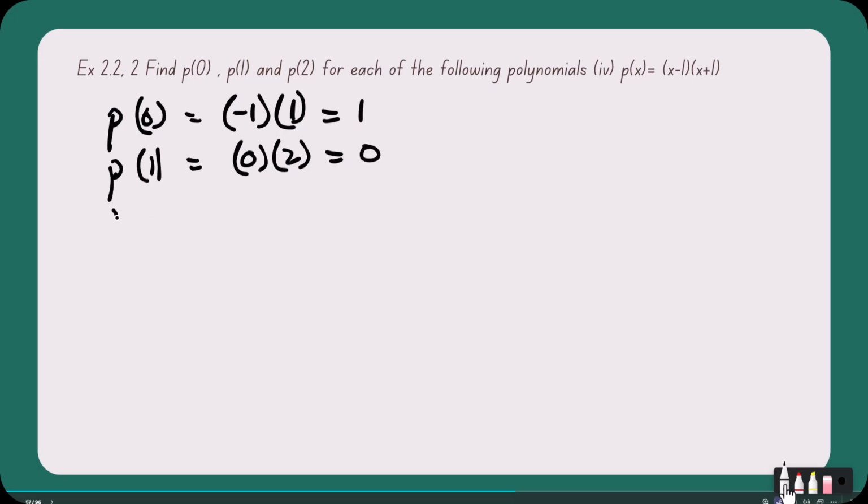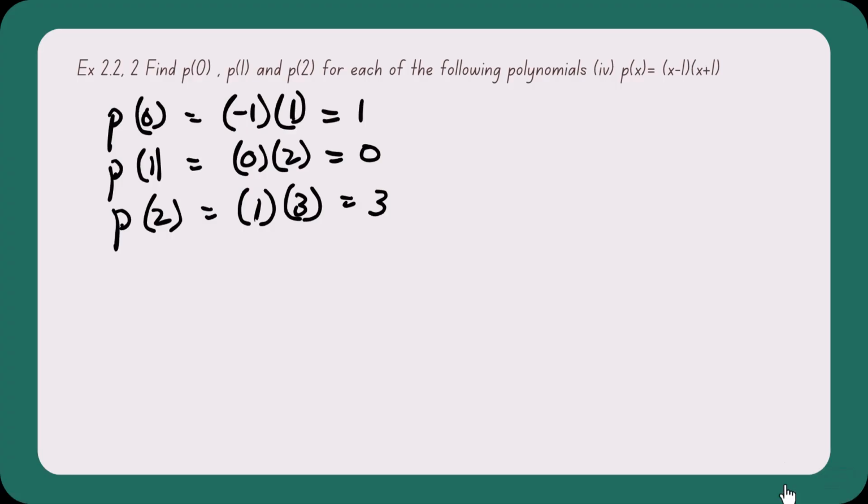What is p of 2? Very simple. P of 2 will become 2 minus 1 is what? 1. And 2 plus 1 is 3. So your answer will become 3. Very easy, right? Direct answer. There is no difficulty in this question. Okay, now let's see the next one.